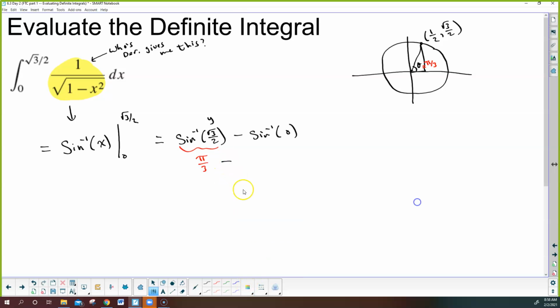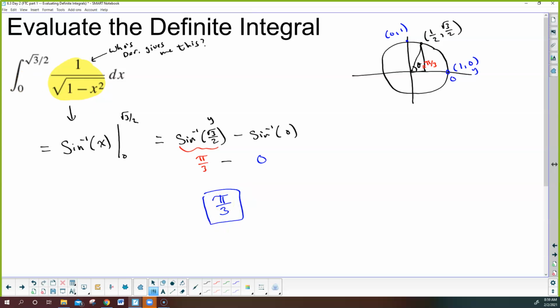And then we're going to subtract whose value of sine gives me 0. Well, I know that at this spot I go over 1, up 0, and the sine value is the y. And at this spot, we go over 0, up 1. So what is it? It's 0 degrees. And the answer here is just pi over 3.